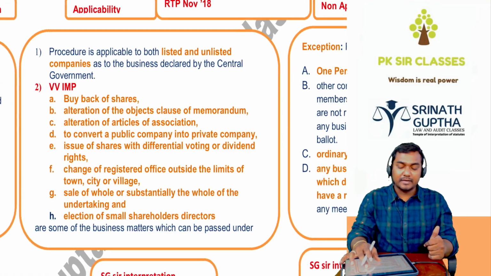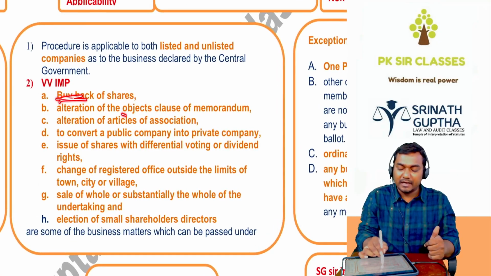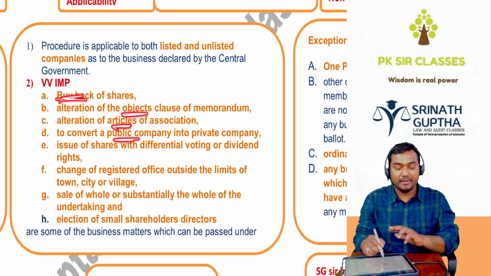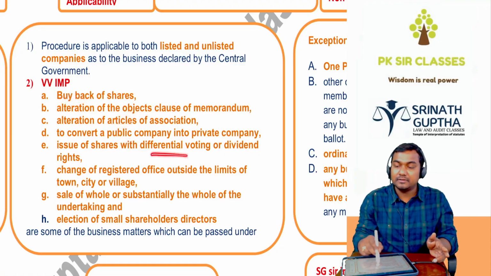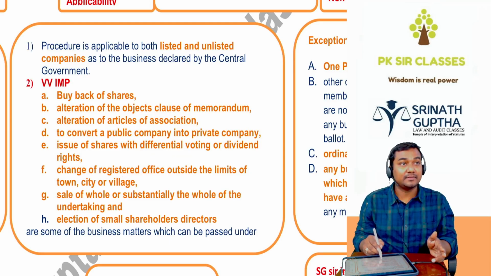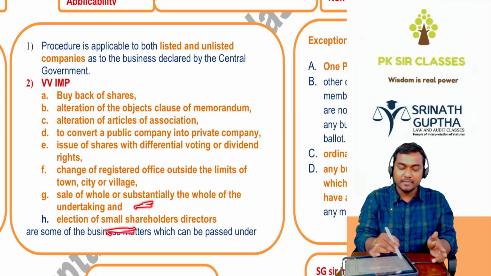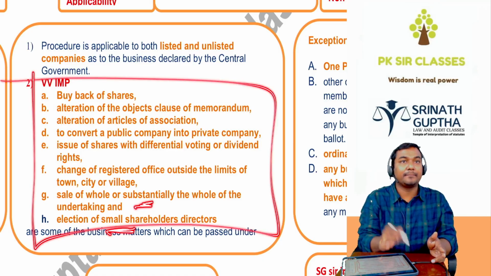A company can use the postal ballot for the buyback of shares, alteration of the objects clause, alteration of articles, conversion of public company to private company and vice versa, issuing of shares with differential voting rights, changing the registered office, sale of the whole or substantially whole of the undertaking, and election of small shareholder directors. Only for these reasons can the company use the postal ballot.